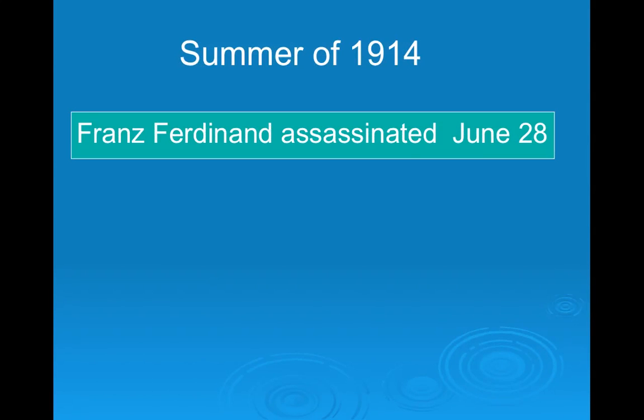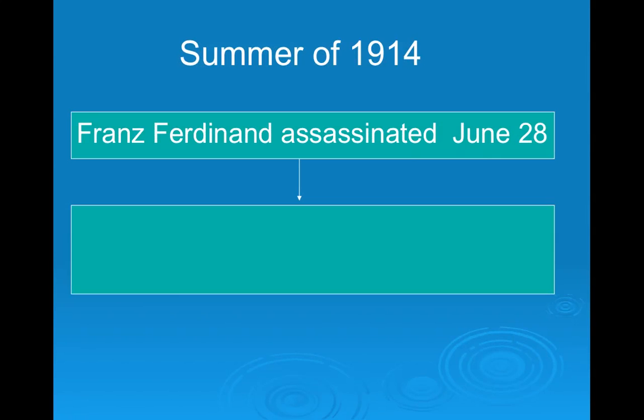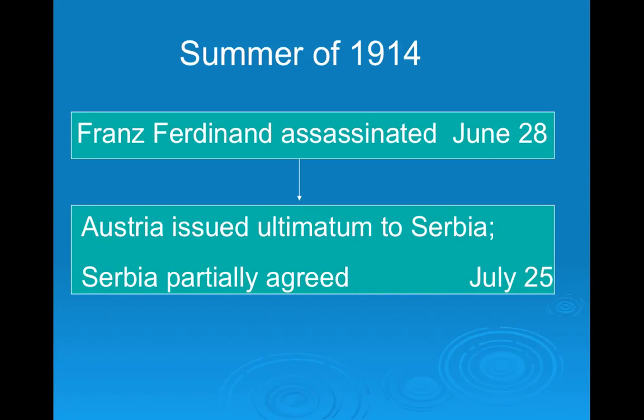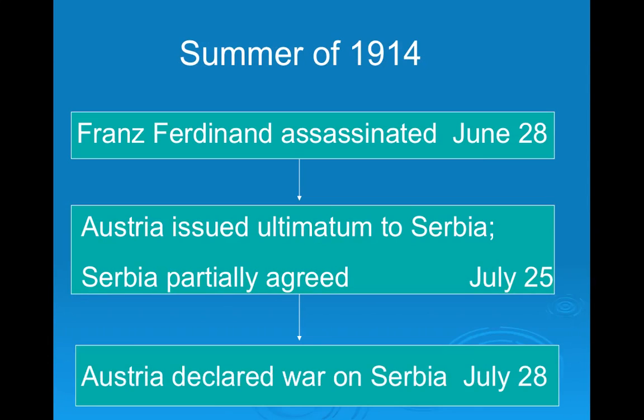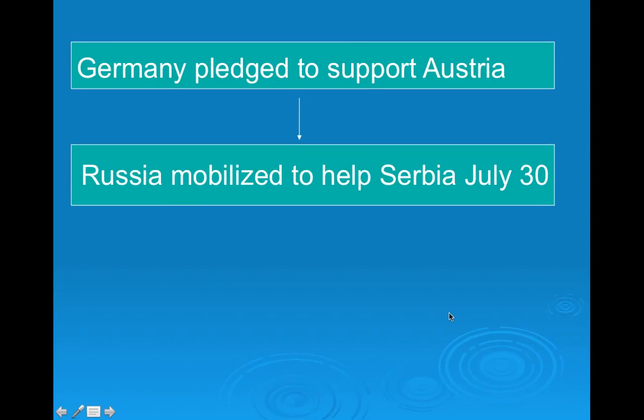Now, next up, summer of 1914, after he's assassinated, and I know y'all don't have this in your notes, just follow along with me. You've got, Austria issued an ultimatum to Serbia. Serbia partially agreed. But remember, who did I say was Serbia's natural protector? It's going to be Russia. And when Austria declares war on Serbia, then, there you go, Germany hops into this. Then you've got Russia tries to help Serbia.